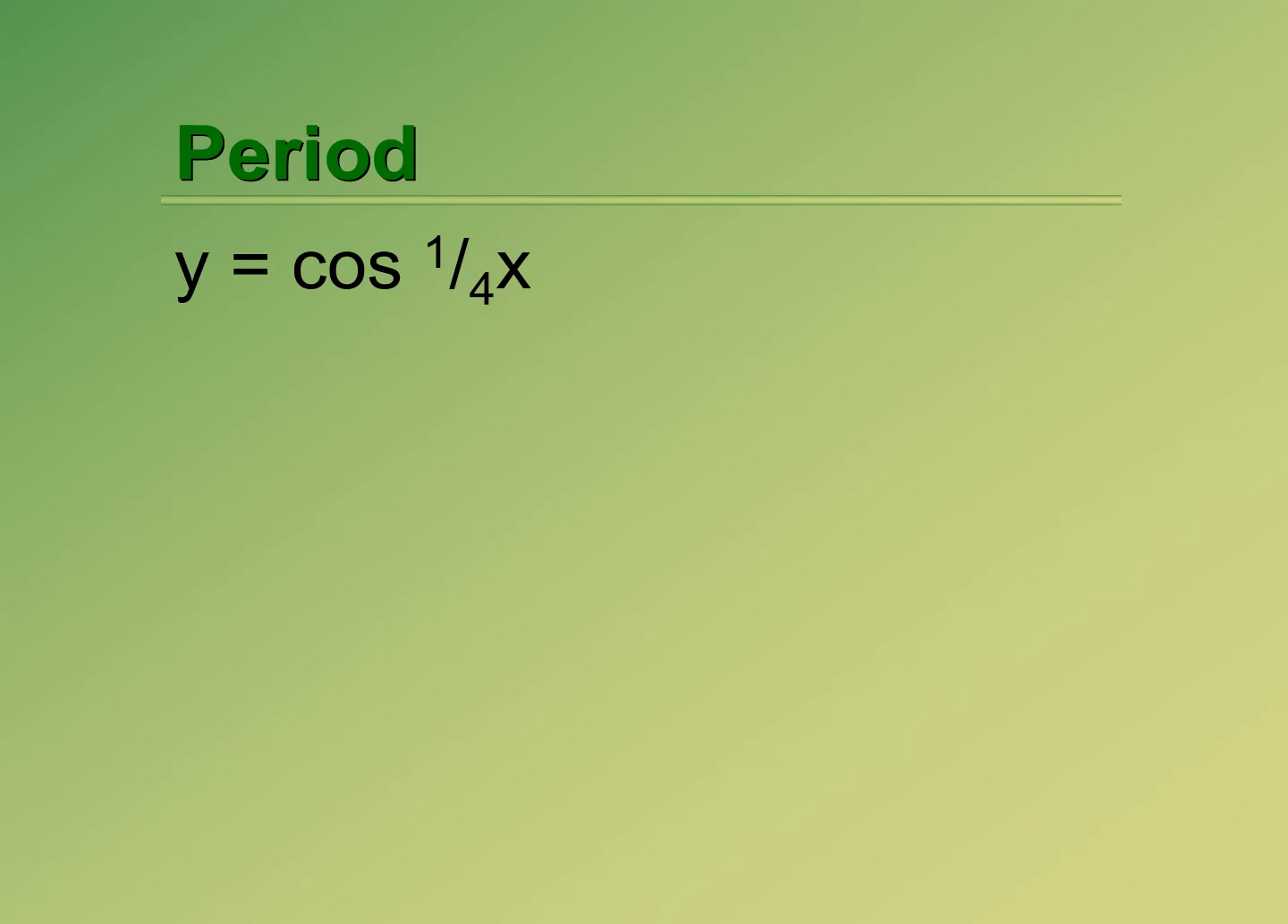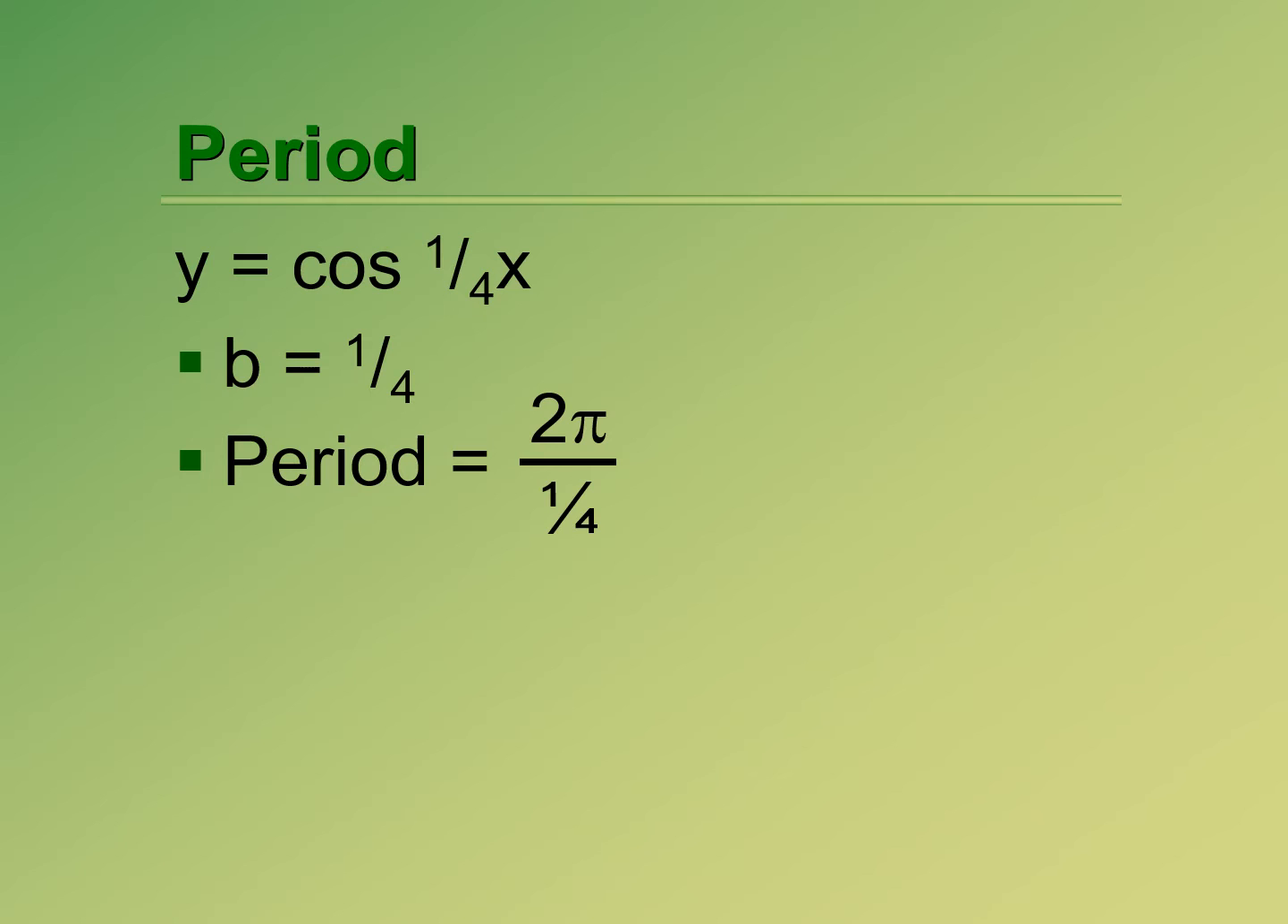For y equals cosine 1/4 x, my B is 1/4. So to calculate my period, I would have to do 2 pi divided by 1/4. Because this is dividing by a fraction, we will keep change flip. So 2 pi times 4/1, or 2 pi times 4, which is 8 pi. Wow, if your period is 8 pi, that means that one wave fits between 0 and 8 pi. So that's going to be a really stretched out long wave.